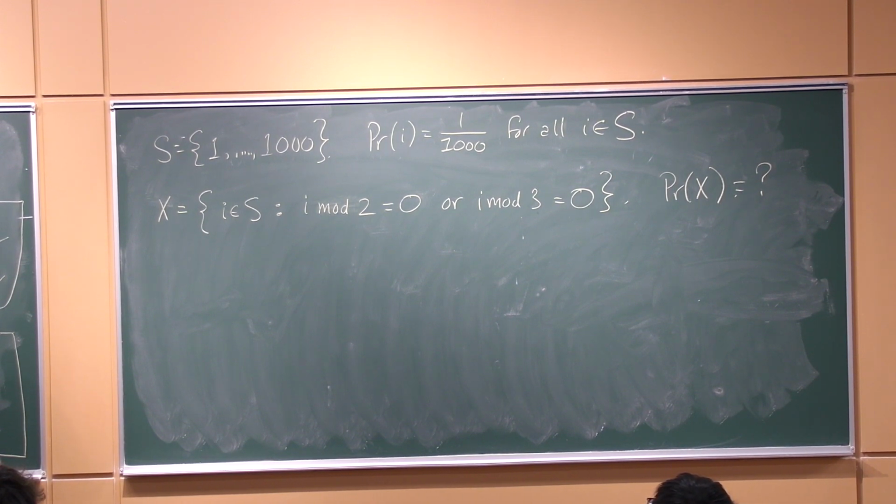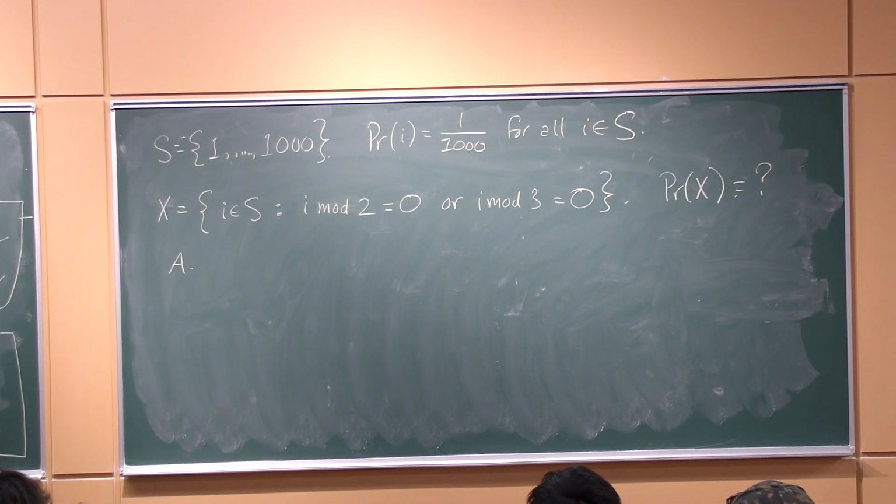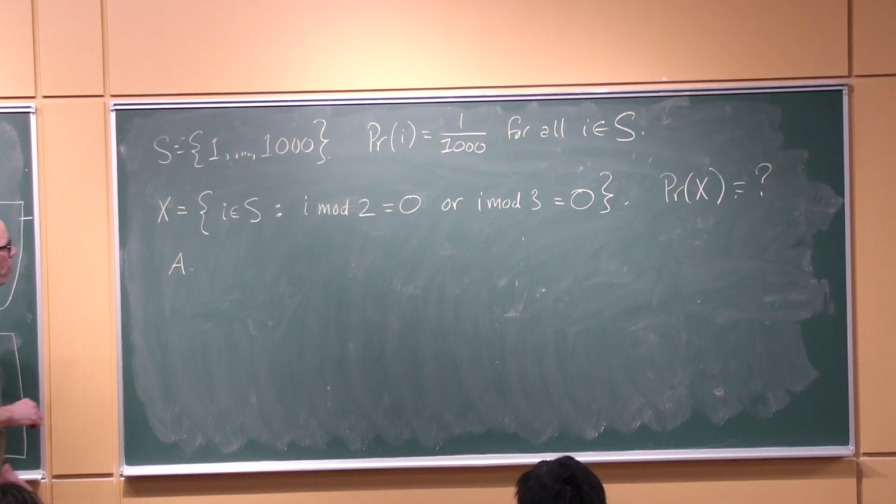Find the number: if you divide 1,000 by 2, that's how many are divisible by 2. Divide by 3, that's how many are divisible by 3. You add those and subtract how many are divisible by 6. Okay, good. So this is exactly the kind of thing that the principle of inclusion-exclusion is perfect for.